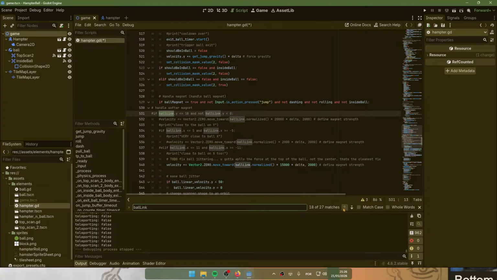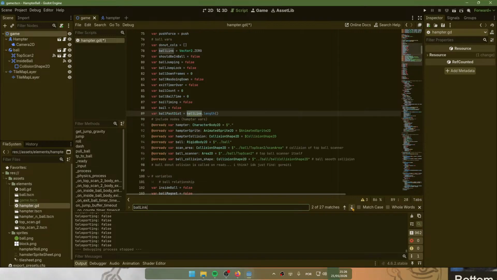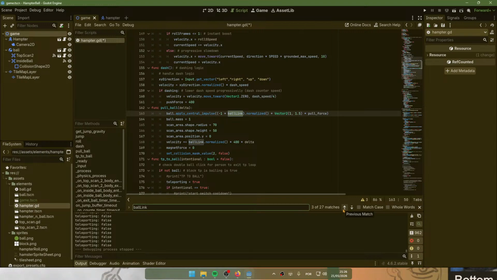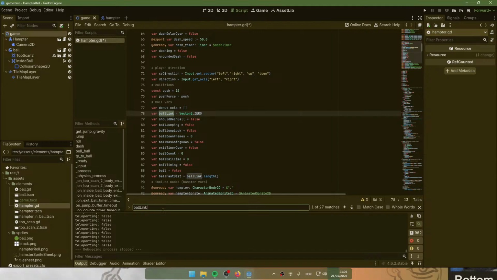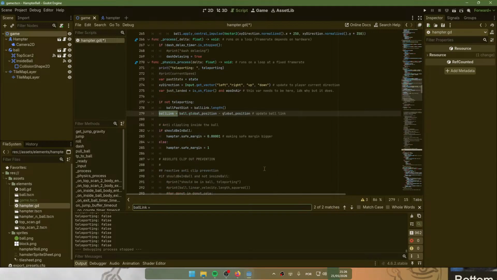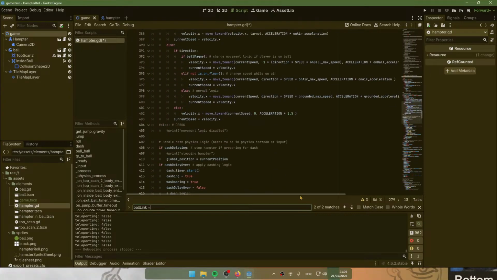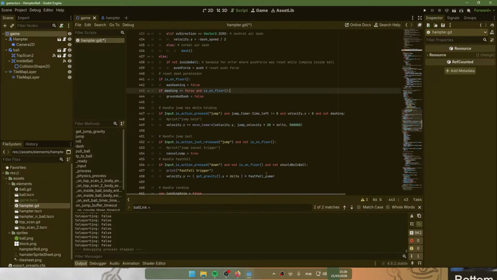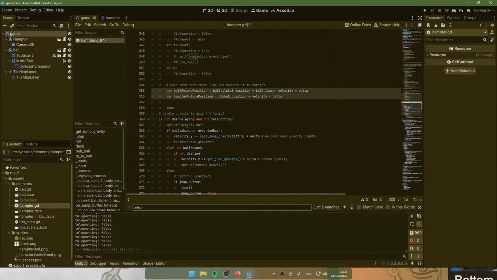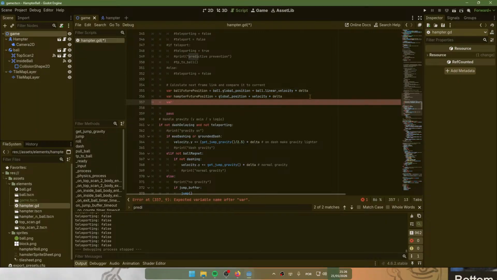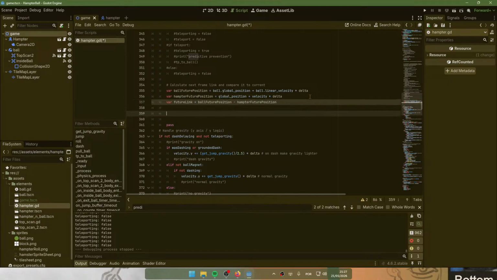Ball link. What does ball link do again? Is it one minus the other? Global position minus... okay, so it's the ball's global position minus the Hamter's global position. And somehow, magically, that gives us their link. Sure, so future link. Future link, sure. Ball future position minus Hamter future position.